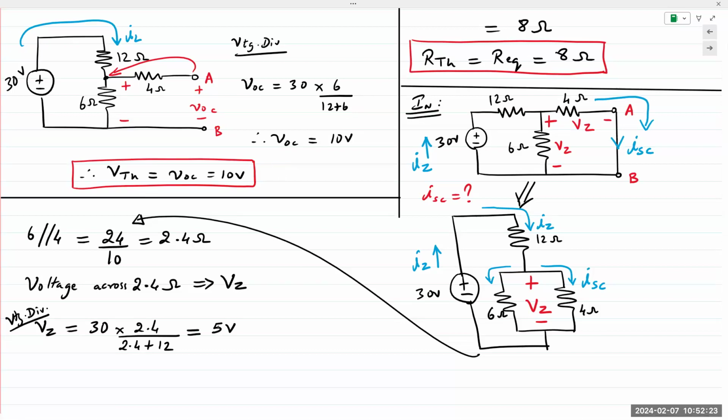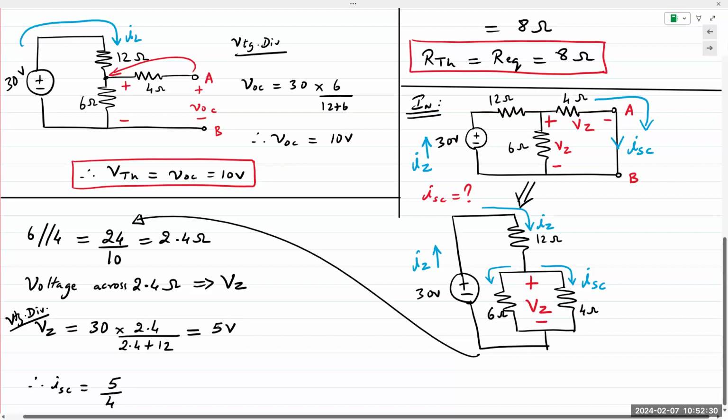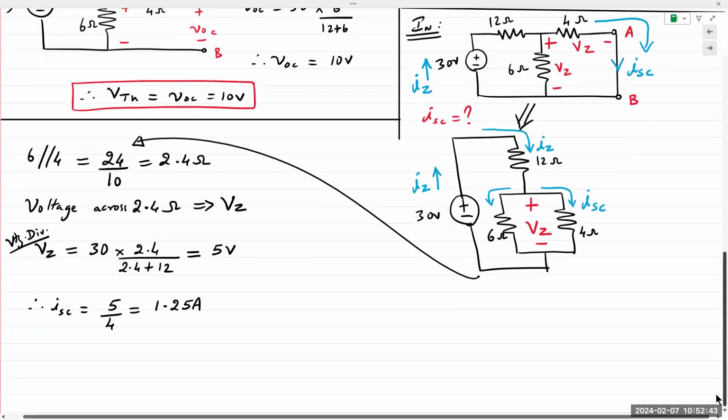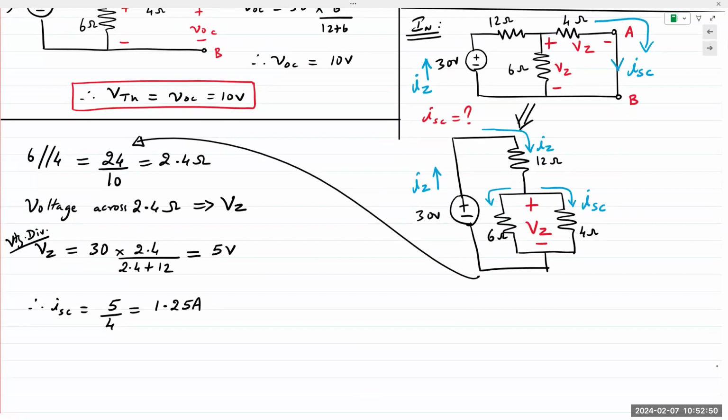So if we apply voltage division, we have VZ, therefore ISC is simply equal to 5 divided by the 4 ohm resistor, which is 1.25 amps, which is what we expect. Make sense, right? Now let's do it with a slightly harder way.